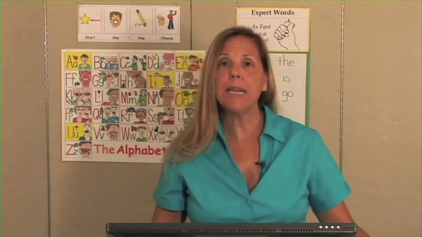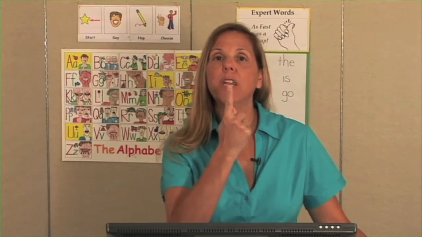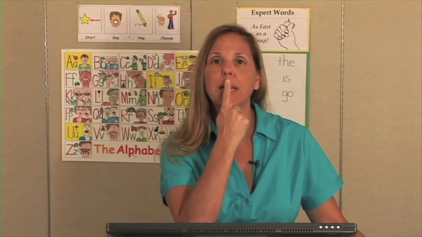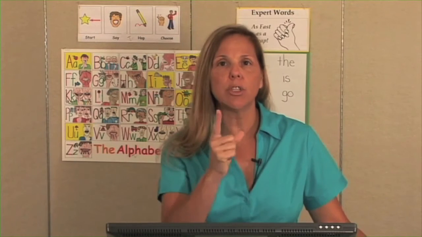Let's go to the B. Notice the B has two people in that box. What you're going to do with the letter B is you're going to put your finger over the lips, and the lips are shut when you make the B. This is important for children to feel that.